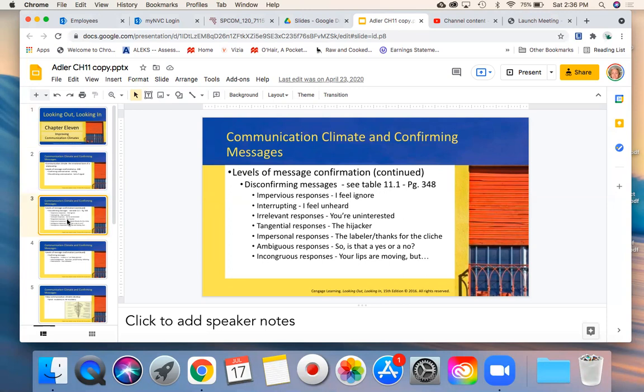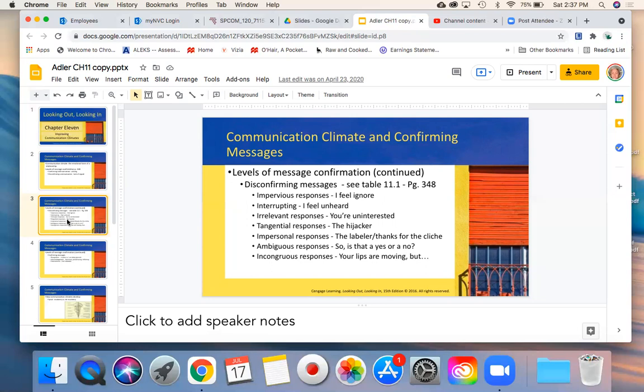There's more to it that I think would be good for you to read, such as the interrupting response. Sorry, that's the next one. I would definitely go into more detail on the impervious response. That does bring us to interrupting, which is I feel unheard. Whereas the impervious response is I feel ignored, the interrupting response is I feel unheard. That's a person who constantly interrupts you when you're talking, which can be quite irritating, right?